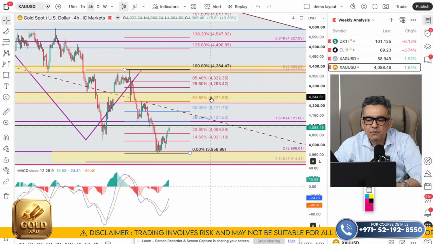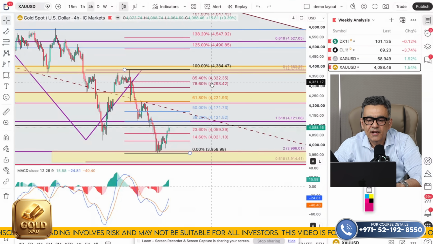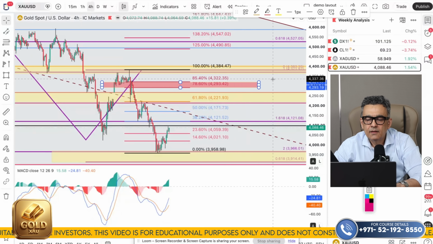So the level above 42.68 is 42.93 to 43.22. That is the 78 and 85 of this current leg. This is the major level.